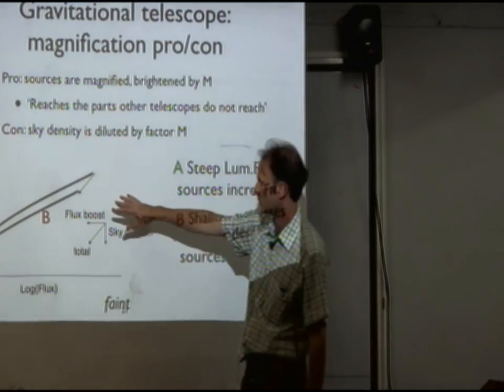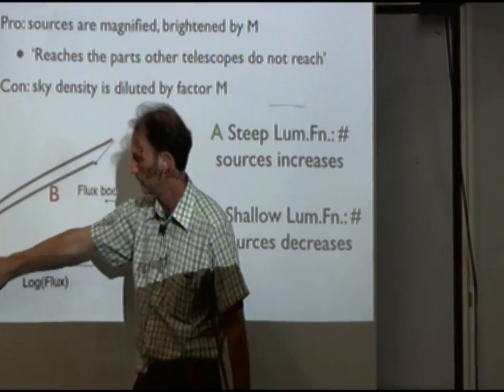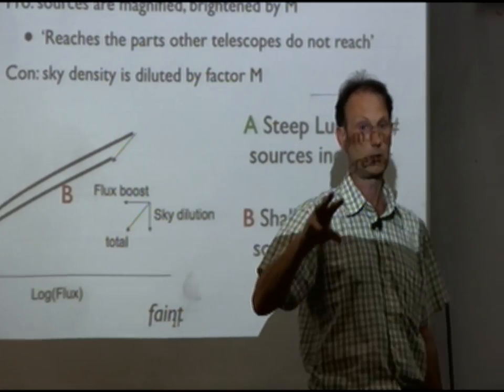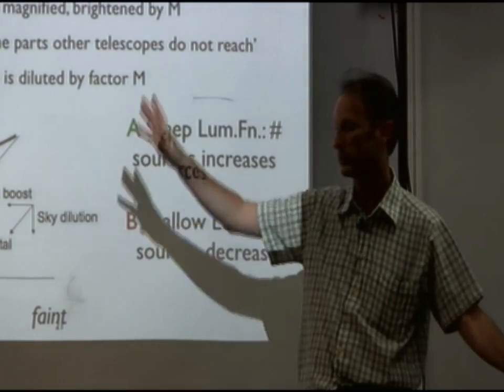So in fact, you can use this as a way of measuring the magnification by comparing the luminosity function in lensed areas to the luminosity function in the rest of the sky.